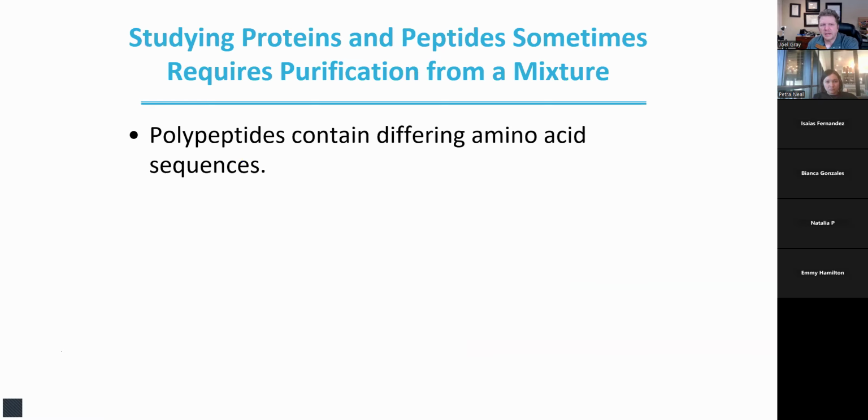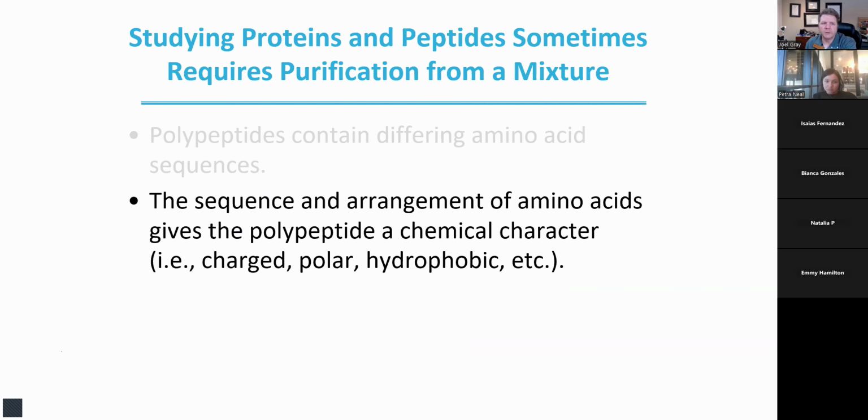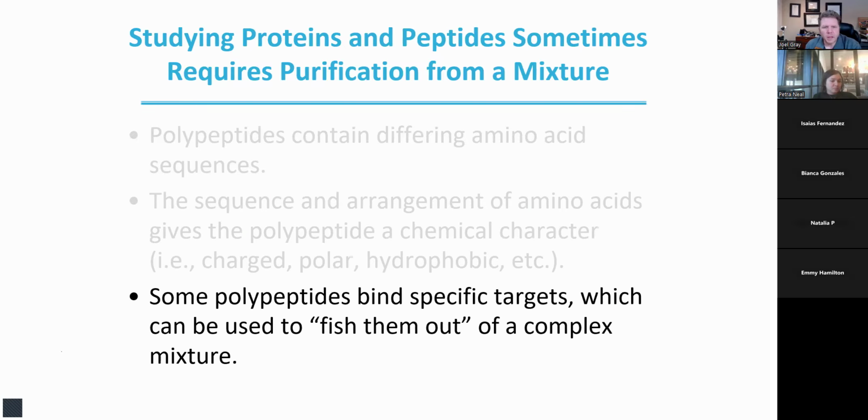Now, polypeptides contain different amino acid sequences, and the sequence and arrangement of those amino acids gives a polypeptide its particular character and its properties. Is it a protein that is largely hydrophobic? Does it have a positive charge, negative charge? Is it overall neutral? What are some of those important details about it? Some polypeptides bind specific targets, which you can use to kind of fish them out of a very complex mixture. And that's one of the things that we want to do to understand how we can separate proteins.